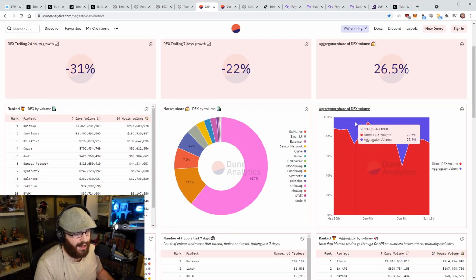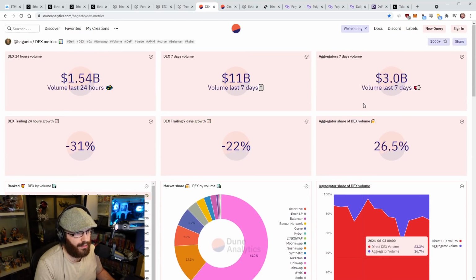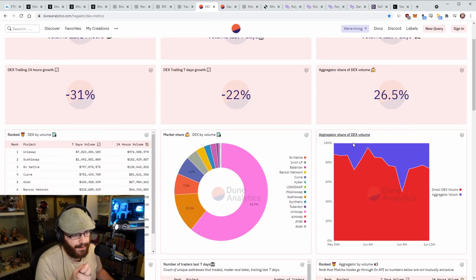Absolutely insane. Okay, no, I was looking at the wrong... No, was I looking at the right chart? Yeah, sorry, I was looking at the right chart here.